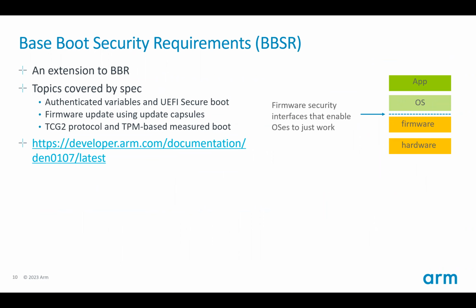Now, if we are talking specifically about the view from the OS point of view, the OS that's running on the DPU or on the ARM system, then the focus becomes just on those firmware interfaces that are presented to the OS to ensure the secure transition between the previous phases of firmware to the operating system and allow the OS to rely on those firmware interfaces to establish its own security guarantees. And those are the topics specifically covered in this specification, the BBSR document.